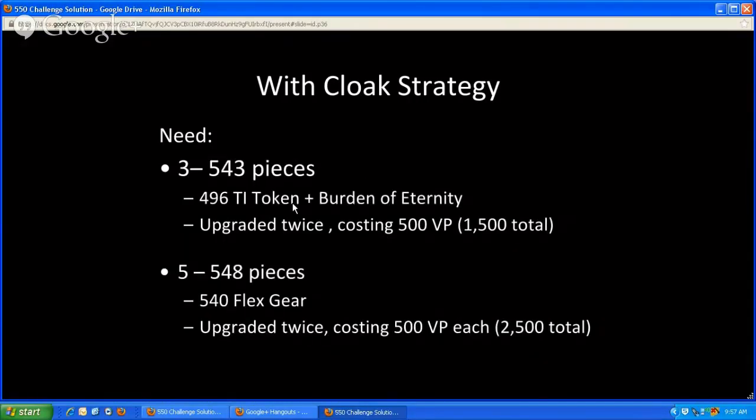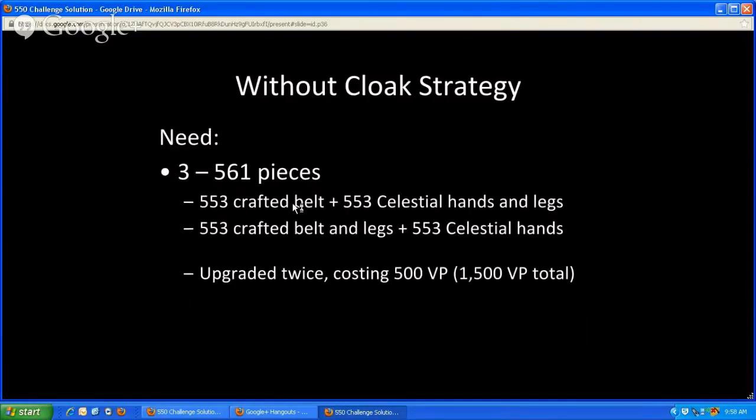You need to have three 543 pieces, which would be three of those Timeless Isle tokens plus Burden of Eternity. You would then have to hit five 540 pieces from the flex raids. So those are some things that you're looking at for building. And of course, the foundation is that you also have three of those 561 pieces. So really you're playing around with a lot of different things to try to get you close to that number.